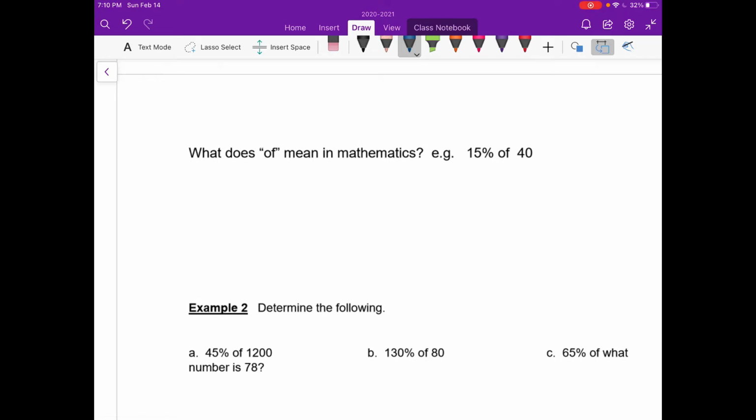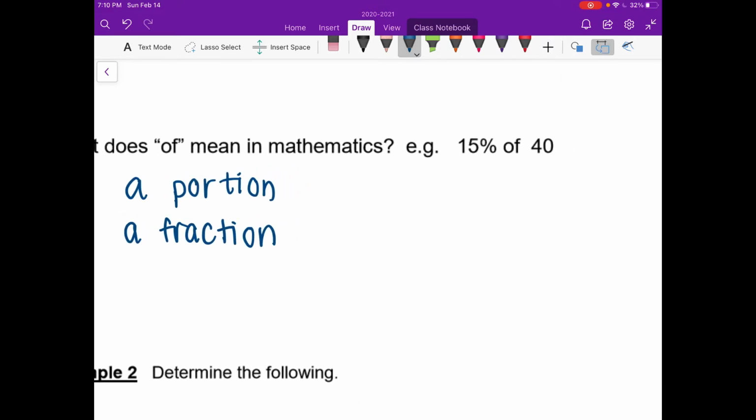So what does "of" mean in mathematics? When I'm asking you, what's 15% of 40? When you're saying "of" in mathematics, what you're saying is basically a portion, a fraction of something like that. So when I'm saying 15% of 40, what I'm really saying is 15 over 100 multiplied by 40 over 1, because I'm trying to find out how much is 15% of 40 over 1. What's 15% of that fraction?